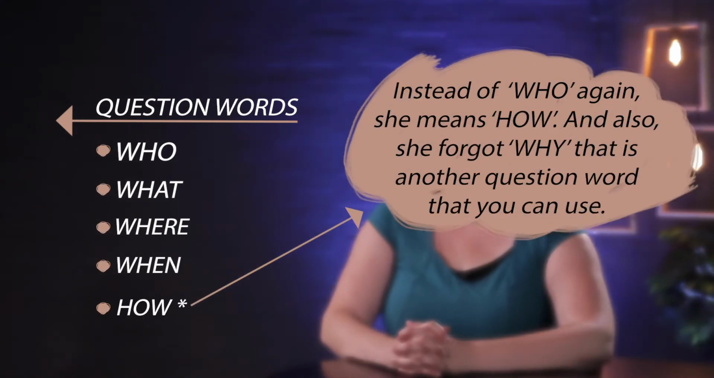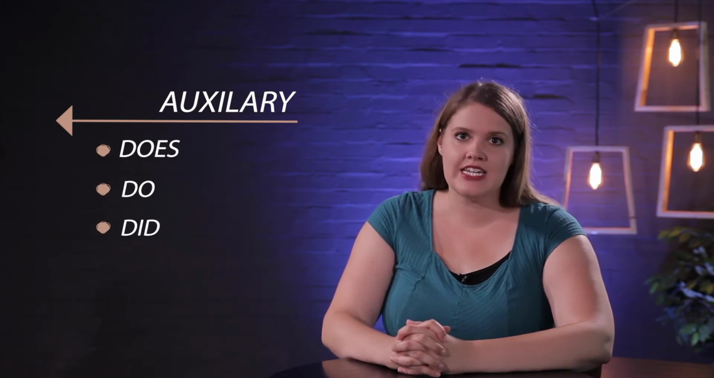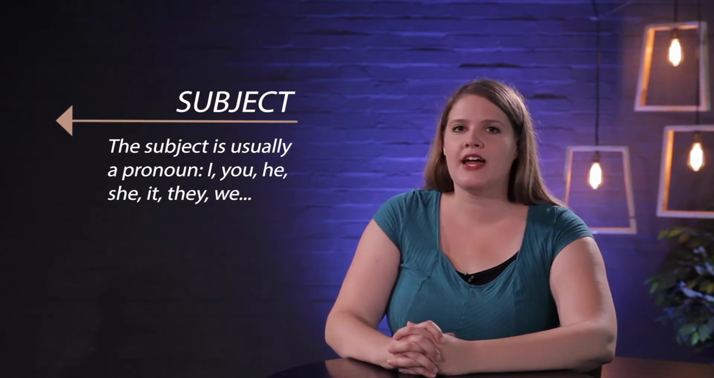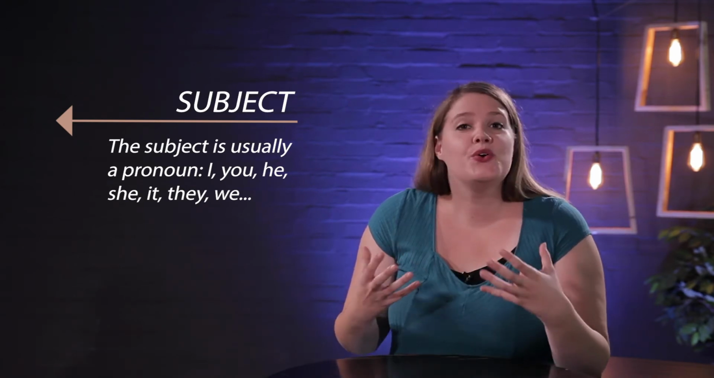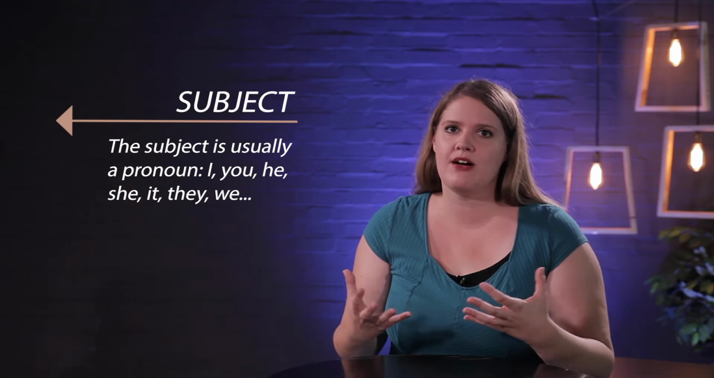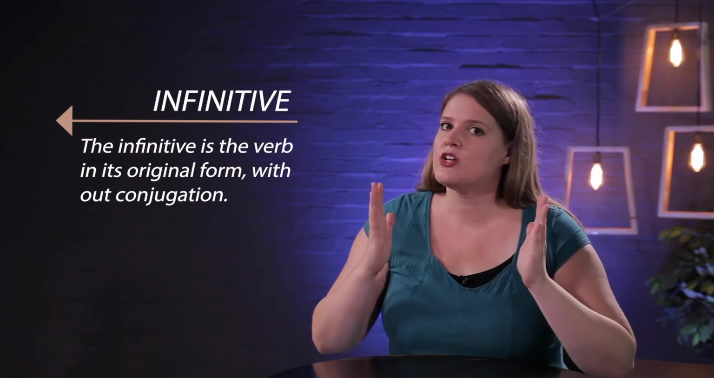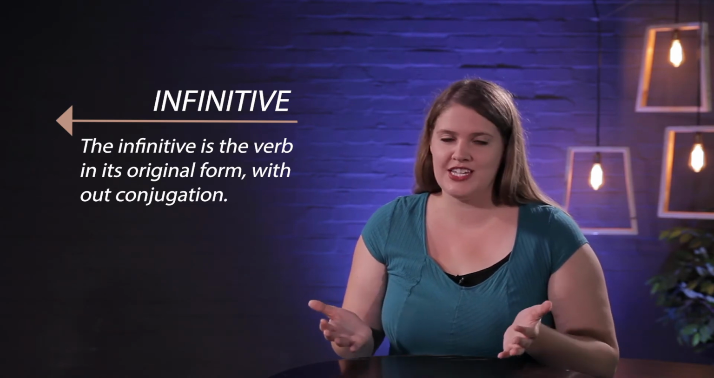Question words that we use to begin questions in English are things like who, what, where, when, and why. An auxiliary is usually does, do, did, something like that. The subject is usually a pronoun. It's the point of the sentence or the question. Who are we talking about? What are we asking about? That's the subject. And the infinitive is the verb in its original form without conjugation.